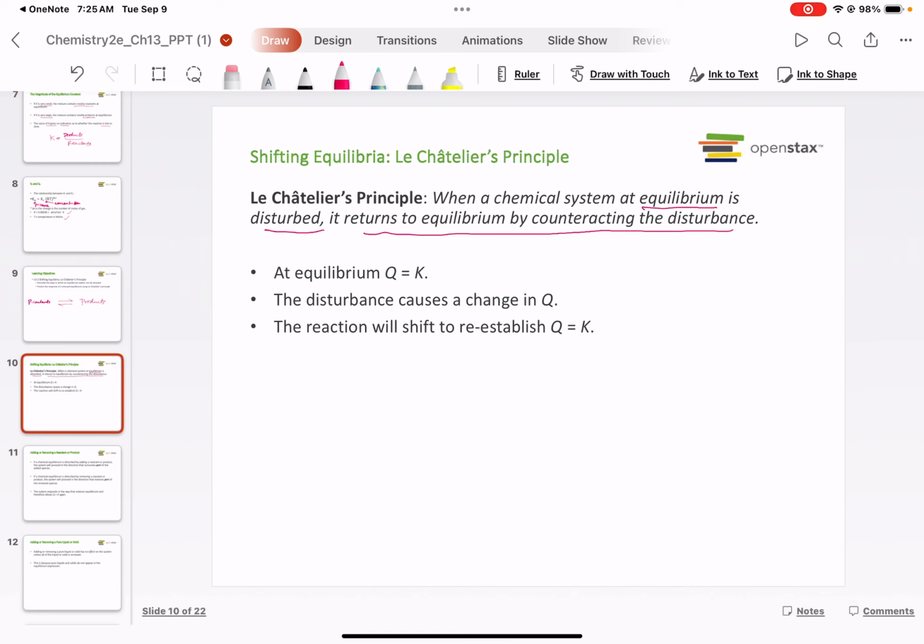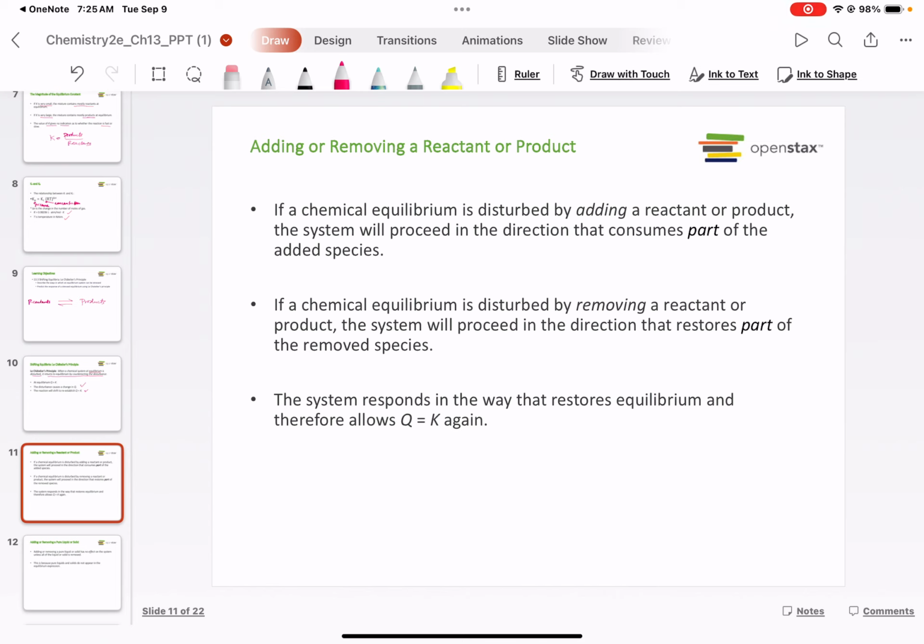Okay, so here is basically the summary. It's going to change. All the concentrations will change, the concentrations of product and reactants, to reestablish the equilibrium. Now, as I mentioned, when adding reactants or product, it will go in the direction that consumes part of it. So this is the idea.